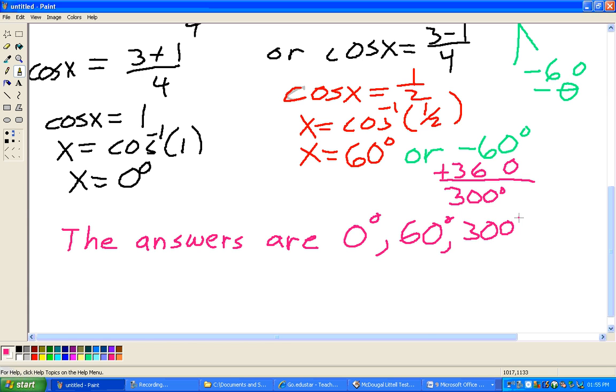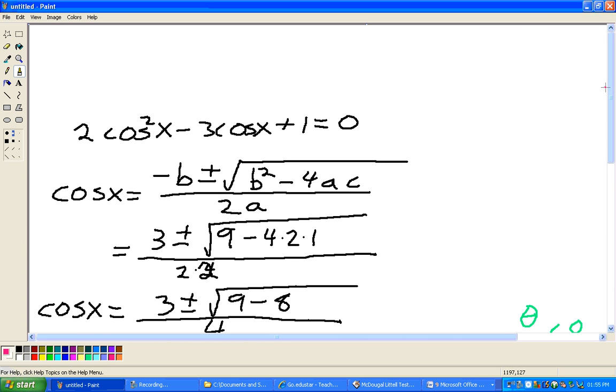Okay. So, at the very beginning, it had cosines. I was trying to find the letter x, and so I took the inverse cosine at the end, because what this is telling me is that the cosine of x is what that quadratic equation turns out to be.